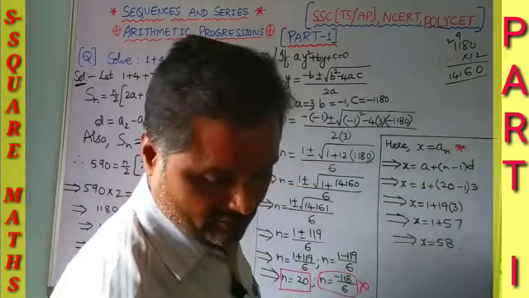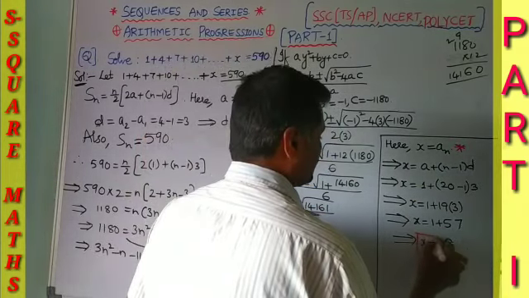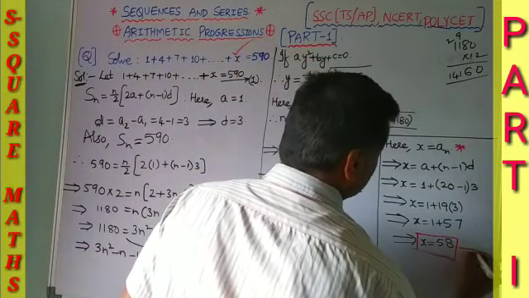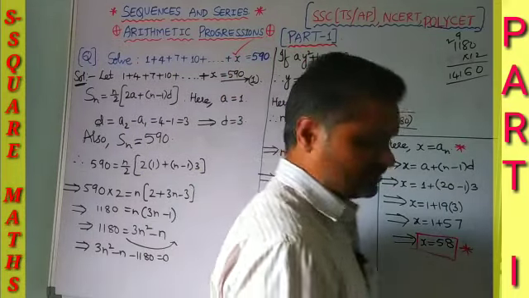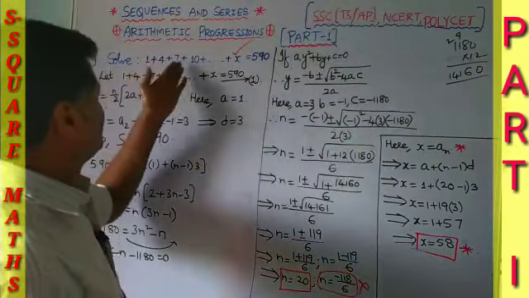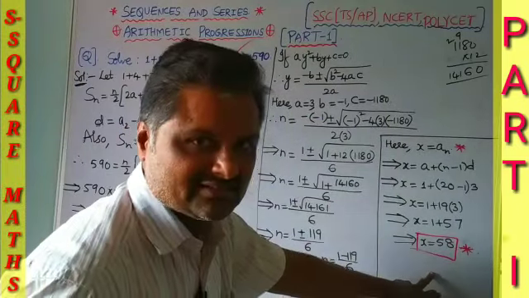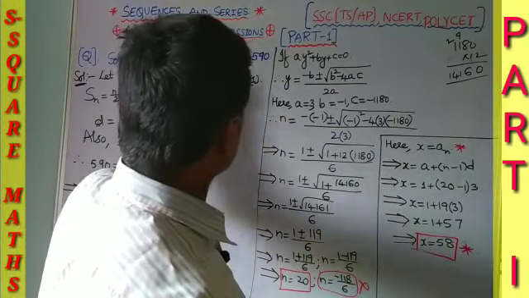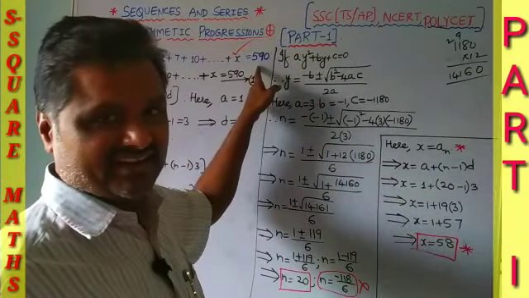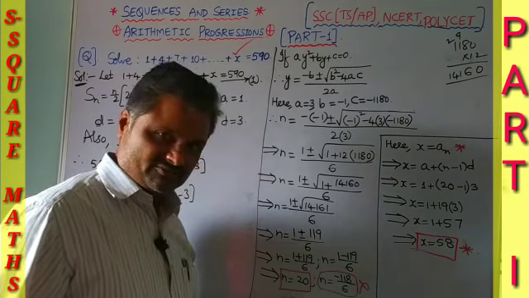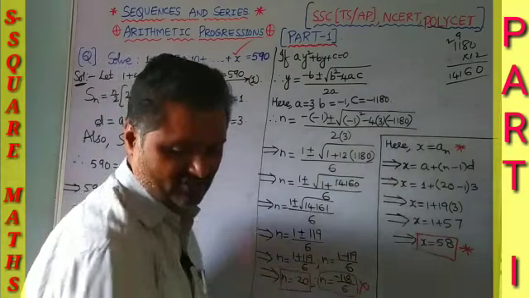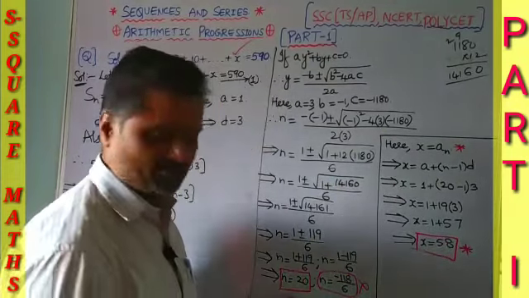So our unknown x is nothing but 58. So the last term of the given arithmetic progression is 58. So 1, 4, 7, 10 and so on up to 58, these 20 terms, their sum gives you 590. Okay, so please viewers, this is our final answer to get the value of x. So don't stop up to here.